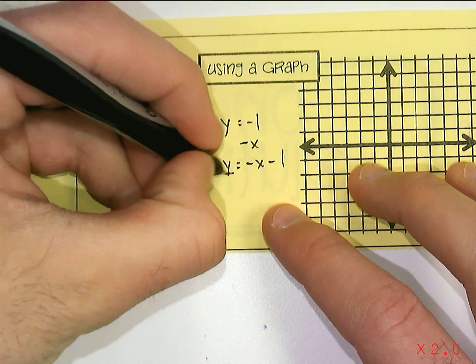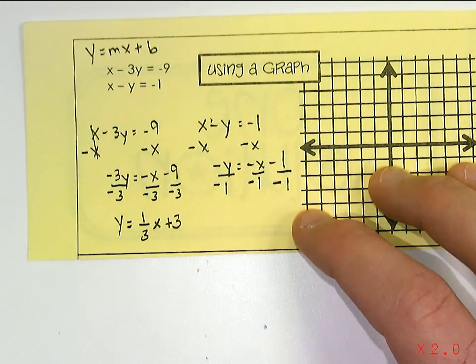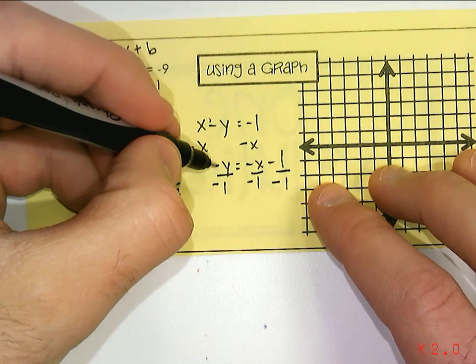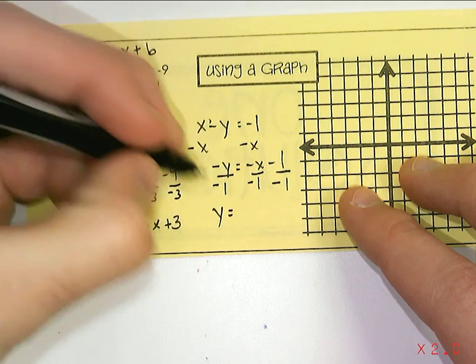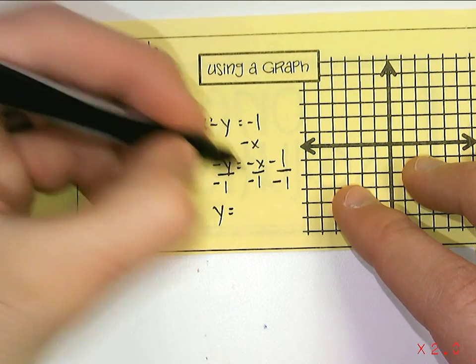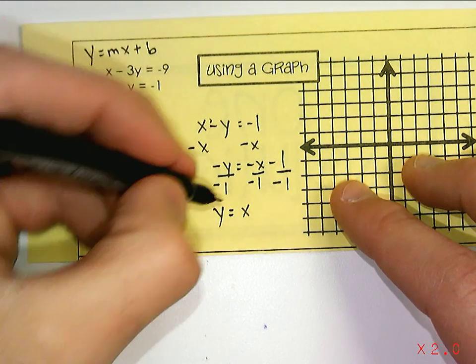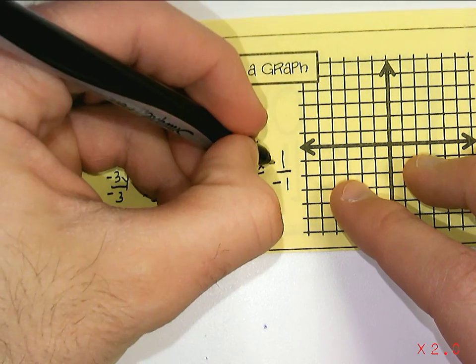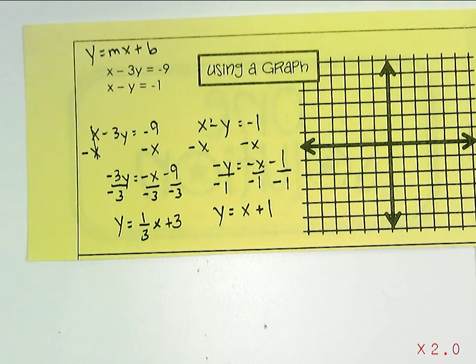And here we're going to divide by negative 1, divide by negative 1, and divide by negative 1. Negative 1 divided by negative 1 is positive 1, so y equals x, but remember in front it's 1 over 1. And then negative 1 divided by negative 1 is a positive 1, so y equals x plus 1. We now have both lines in slope-intercept form, so that means we can graph them.